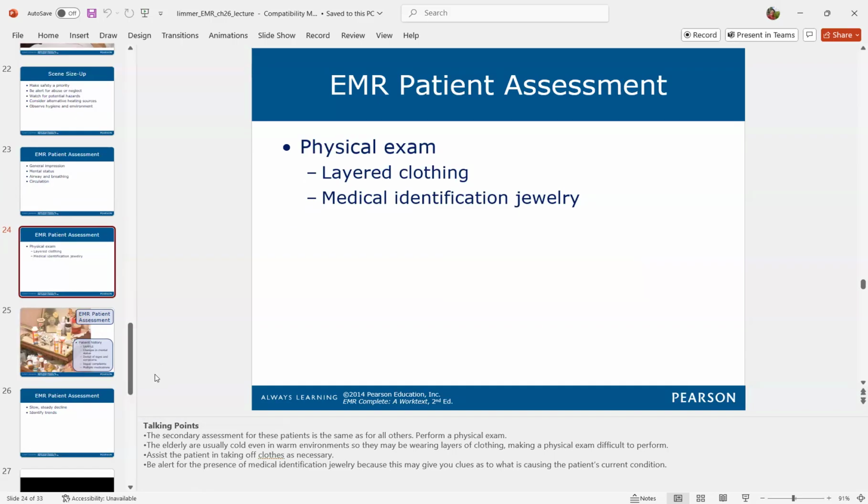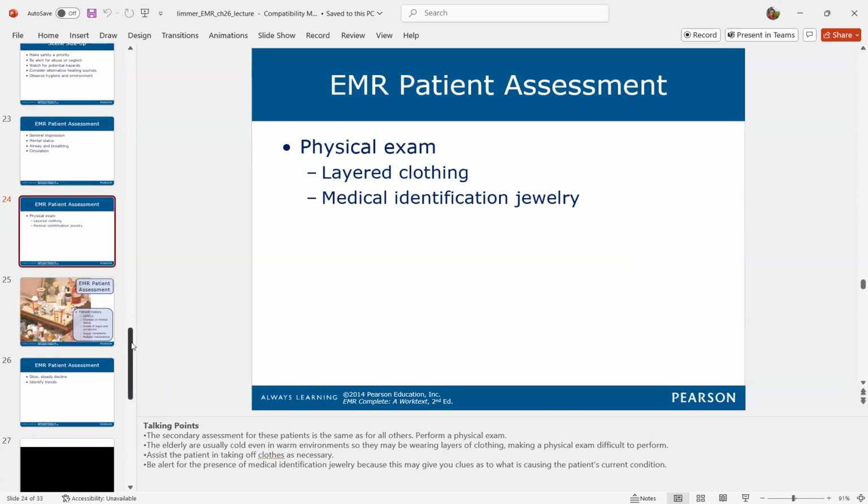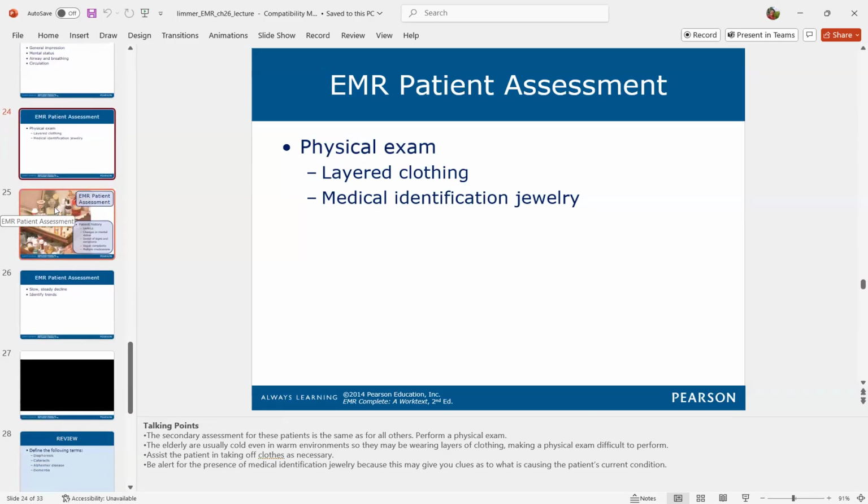The elderly are usually cold, even in a warm environment, so they may be wearing multiple layers, which makes the physical exam a little bit more difficult to perform. So we can assist the patient in taking off some necessary stuff and maybe covering them with blankets when we're done, or lifting and moving things so we can see what's happening. Be alert for the presence of medical identification jewelry because this may give us clues also to what's going on if they have a necklace or a bracelet on, or an anklet or a tattoo.